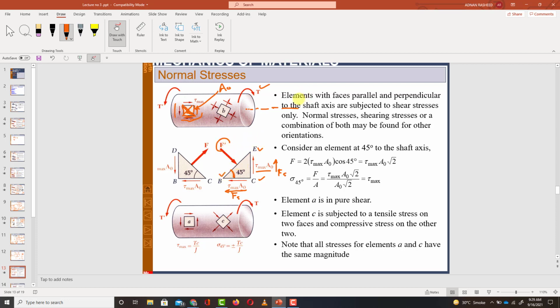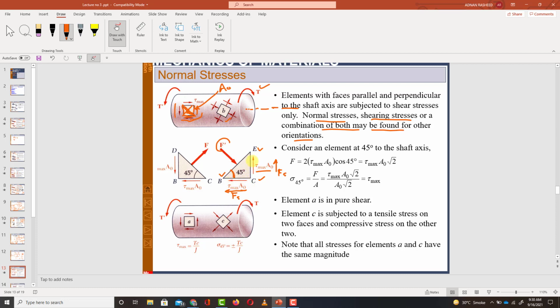Now, elements with faces parallel and perpendicular to the shaft axis are subjected to shear stresses only. Normal stresses, shearing stresses, or a combination of both may be found for other orientations, and this was the orientation. Now you can see these faces are perpendicular and parallel, but this face is neither perpendicular nor parallel, so it experiences a normal force. So how will you find this normal force? You can see that this is the maximum shear stress, and this.